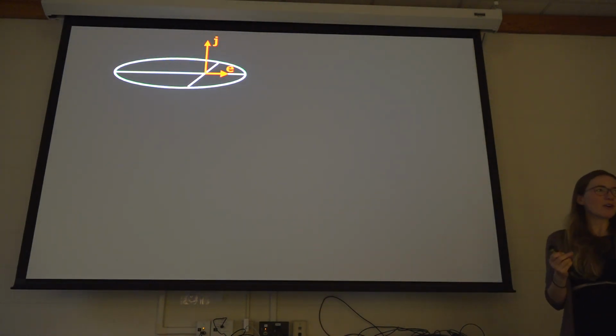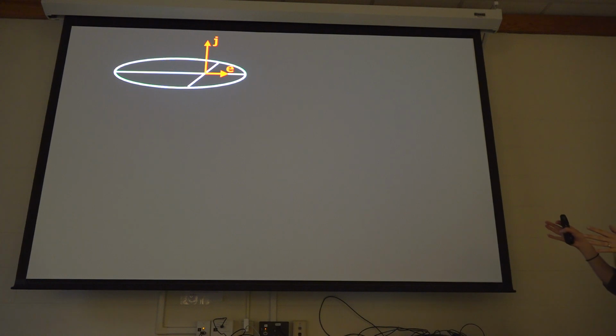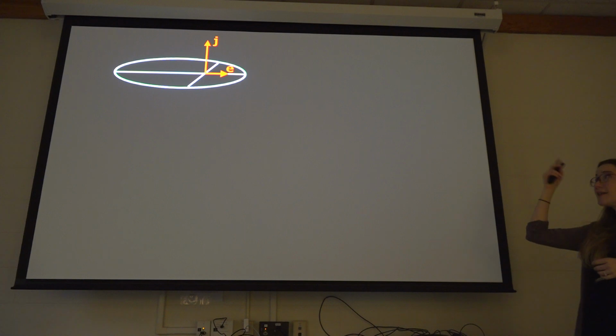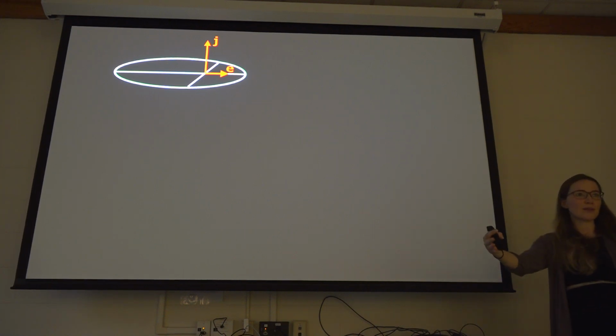So Kepler elements are the worst way to explain what's going on here. A much nicer way, because we're dealing with toroids and vector quantities, is to look at an orbit and describe it in terms of its angular momentum vector J, that just points normal from the plane, and its eccentricity vector E, that gives you the orientation of the orbit in its plane.